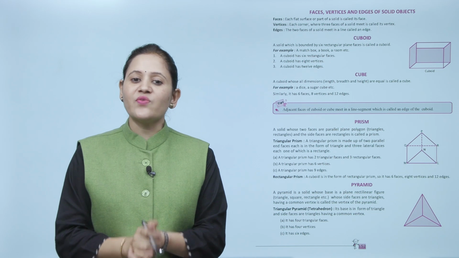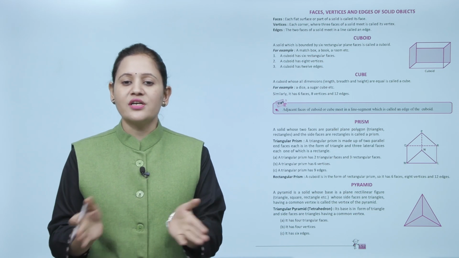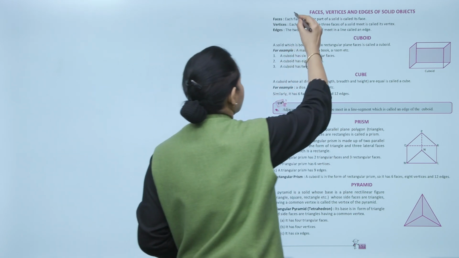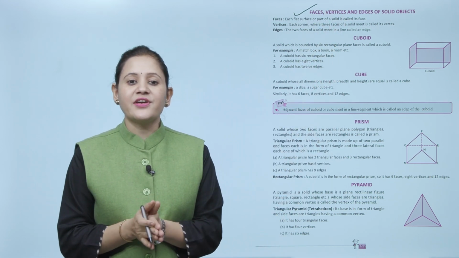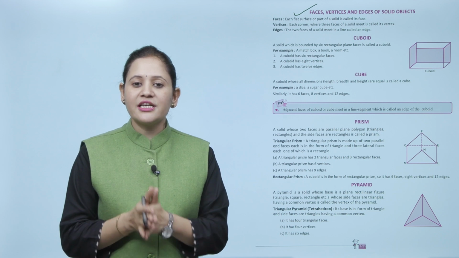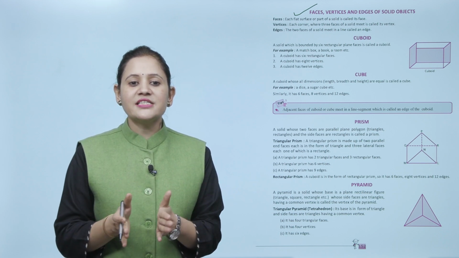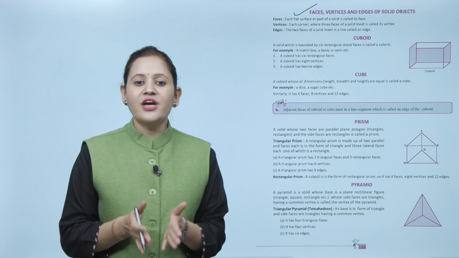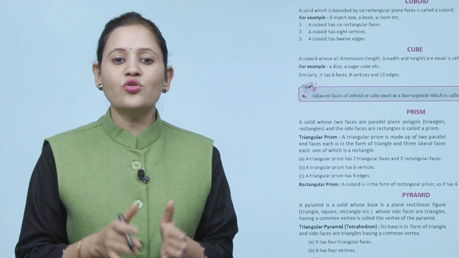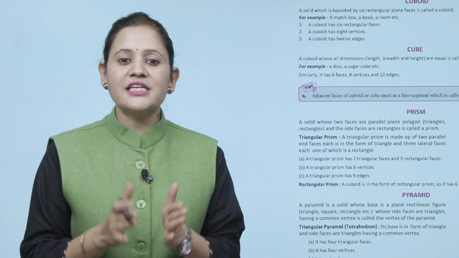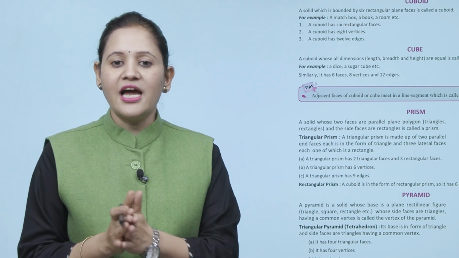Next is faces, vertices and edges of solid objects. Faces: each flat surface or part of a solid is called a face. Vertices: each corner where the faces of a solid meet is called a vertex. Edges: the line where two faces of a solid meet is called an edge.